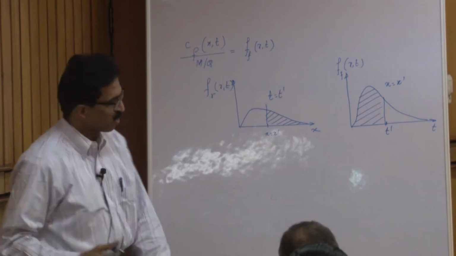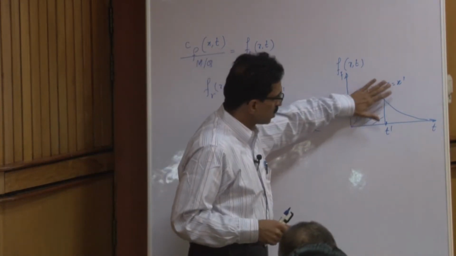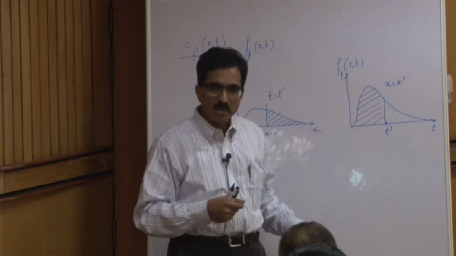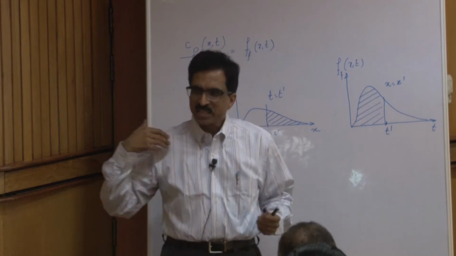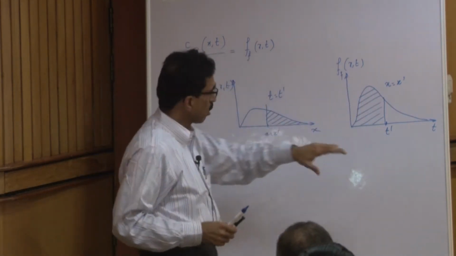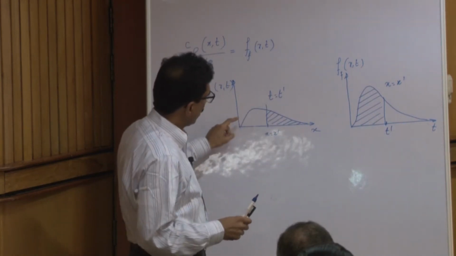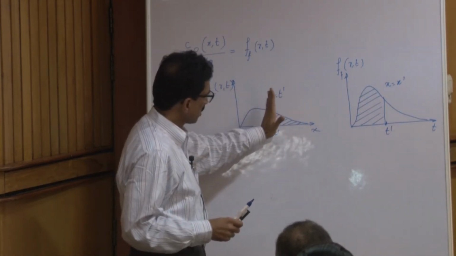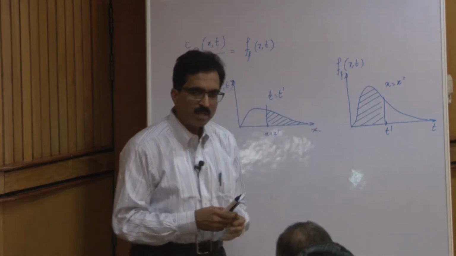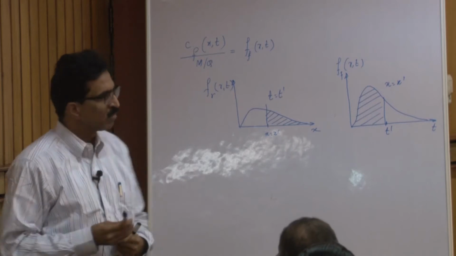Because this is the fraction of particles for whom the travel time was less than t prime. So basically they were traveling faster. By the time we come to x prime, they would have essentially crossed. So if I find the travel distances, this is my distance x prime, those fraction of particles have already crossed x prime. So those two must be equal.